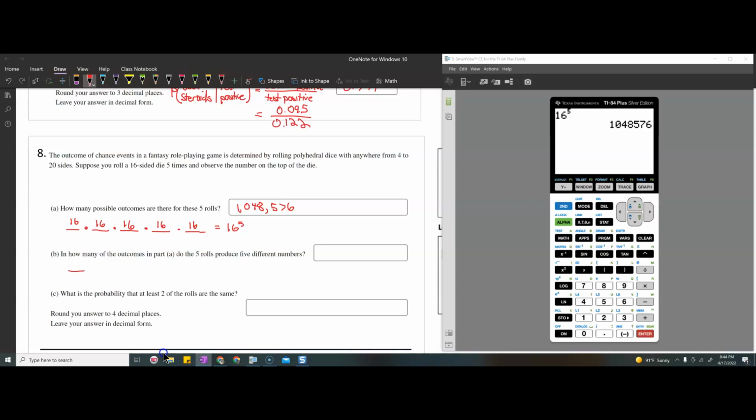Now, part B says, how many outcomes in part A do the 5 rolls produce 5 different numbers? So now the numbers can't repeat. So again, I'm rolling it 5 times. For the first roll, I'd have 16. The second roll, I'd have 15, 14, 13, 12. So that's a permutation. And that would be 16, choose 5. Or I could just multiply those out.